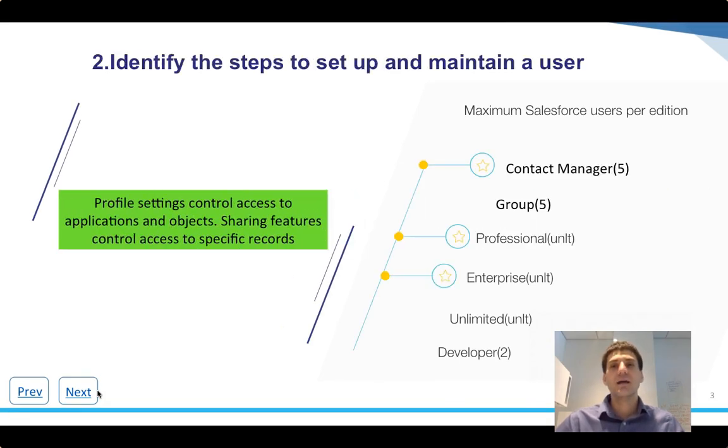I'm going to talk a little bit about the maximum Salesforce users per edition. So what we have is just a reminder about what profile settings do. And then we have the different Salesforce editions. We have contact managers, groups, professionals, enterprise, unlimited, and developer. In contact manager, you can have 5 users per edition, and each user may have a different Salesforce profile. And the group Salesforce edition can have 5, but the professional, enterprise, and unlimited actually have unlimited numbers of users. And often this is something that you will need to be able to distinguish in the exam itself.